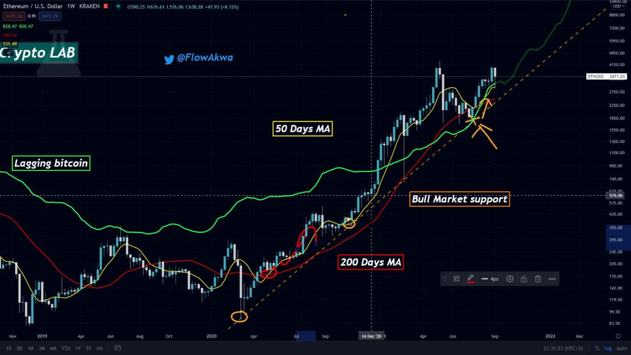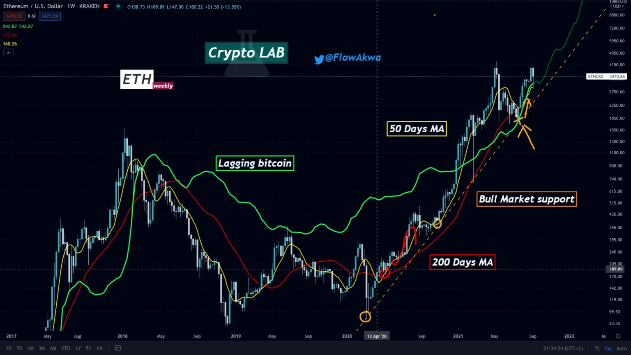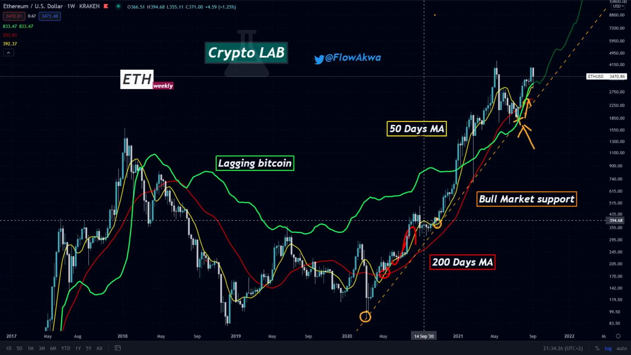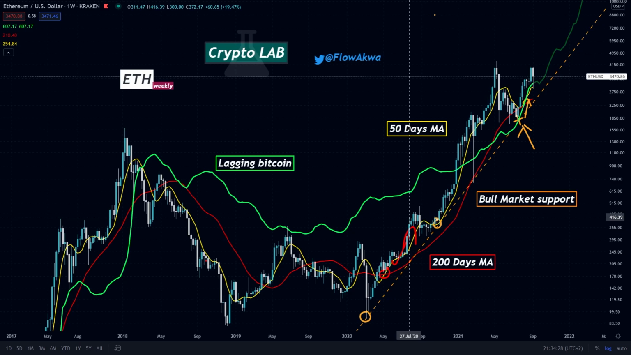So we can say that the 200 days moving average for Ethereum is like the 20 weeks moving average of Bitcoin. In addition, we can use it with the 50 days moving average.